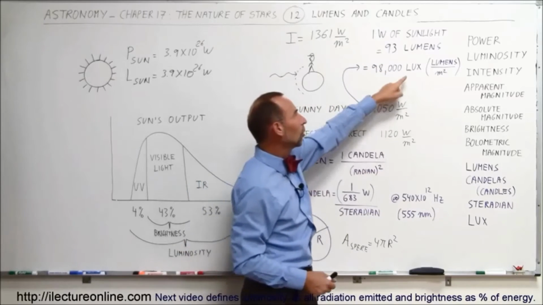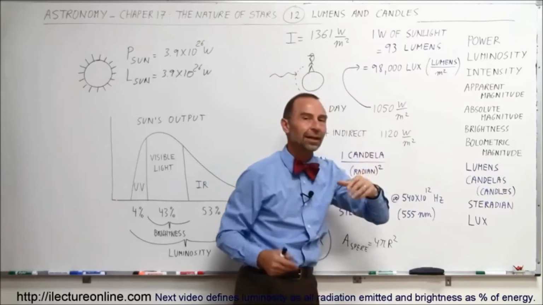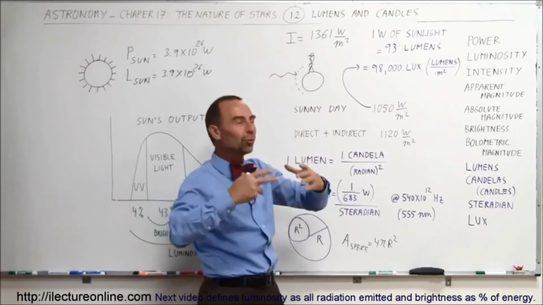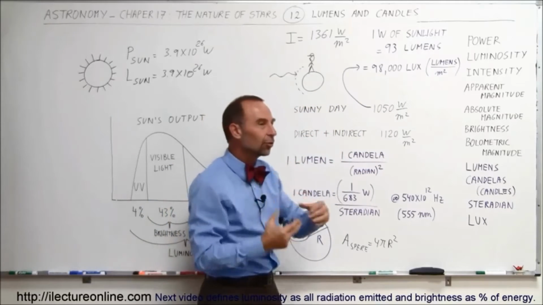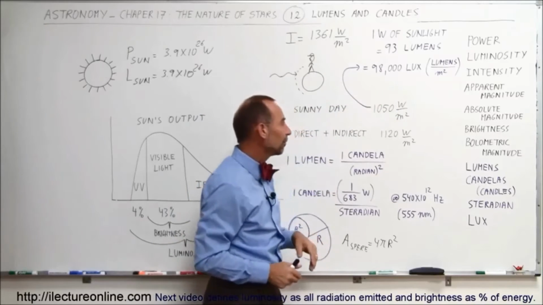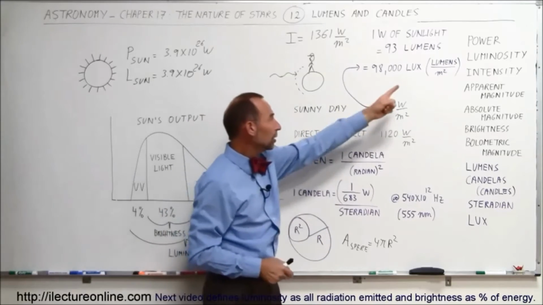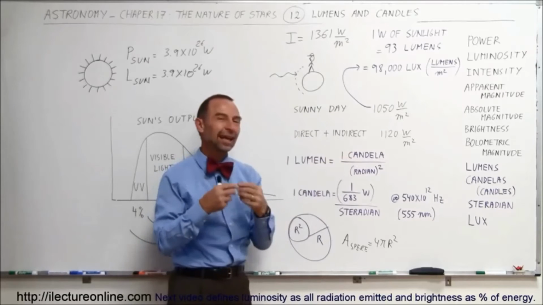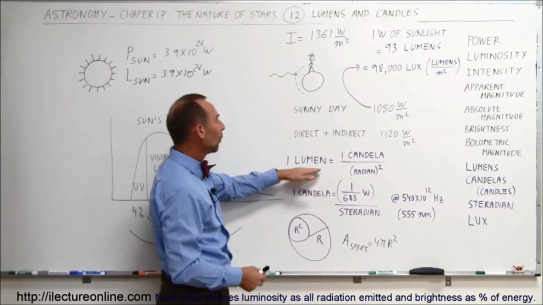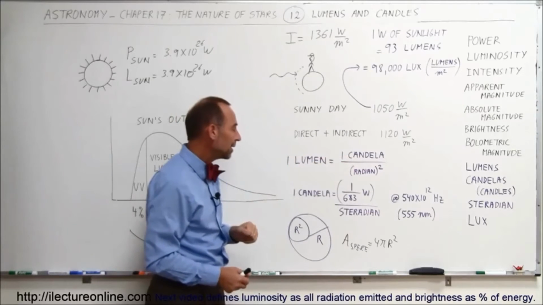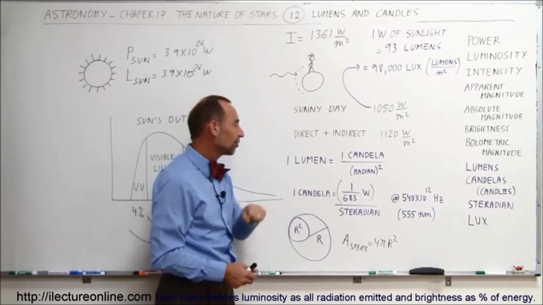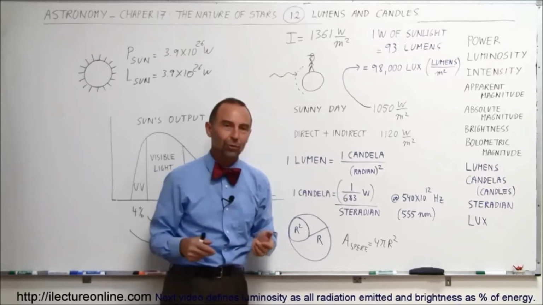So we use the term lux, which is lumens per square meter. And so the amount of lux, the amount of lumens per square meter that the sun contributes, is 98,000. And then we can say that a lumen can be converted to a candela, the light coming from a candle. So 1 lumen is a candela per square radian, and a candela is about 1 over 683 watts per steradian.